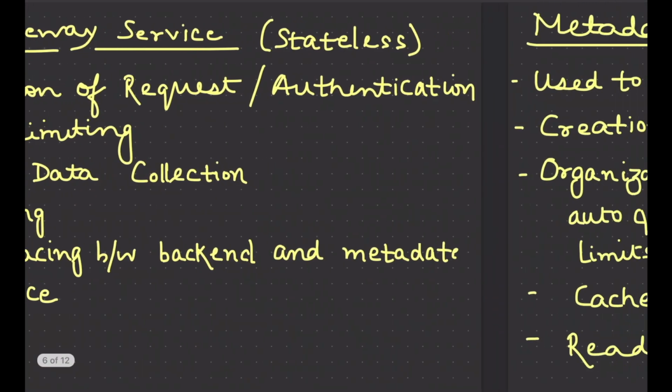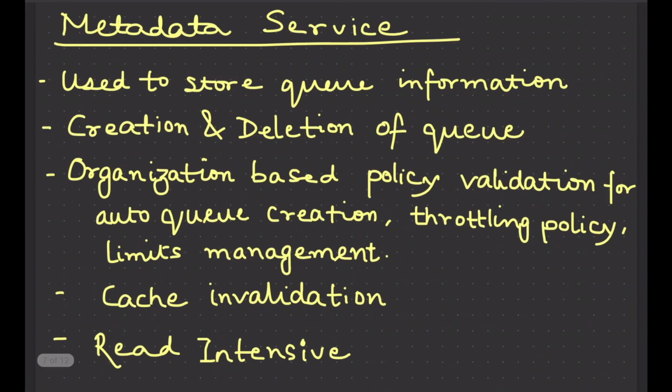Right, now let's move forward and talk about the metadata service. So metadata, as we just discussed previously, is used to store the queue information. So what all things constitute the queue information? It can be the name of the queue, when it was created, what are the limits of this particular queue, like what are the request numbers which we have to support for this queue, and maybe some role-based access control things about that queue. All that information can be stored in our metadata service.